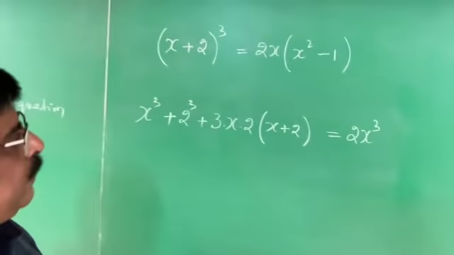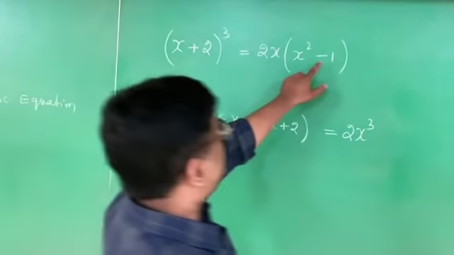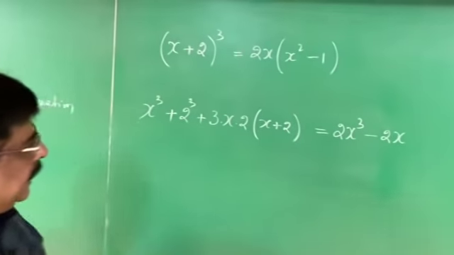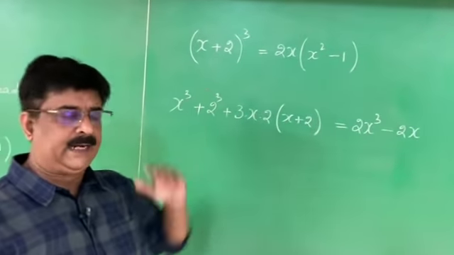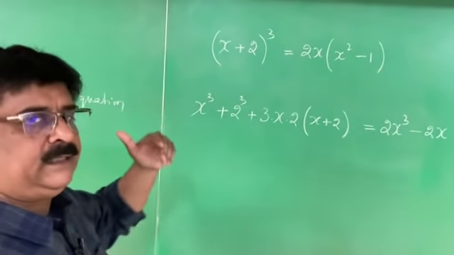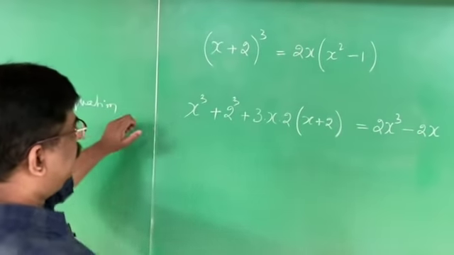2x into x square is 2x cube. 2x into minus 1, minus 2x. Again there is a bracket here, we have to remove the bracket and then simplify, then bring it to the standard form and judge. Is it a quadratic equation or not?